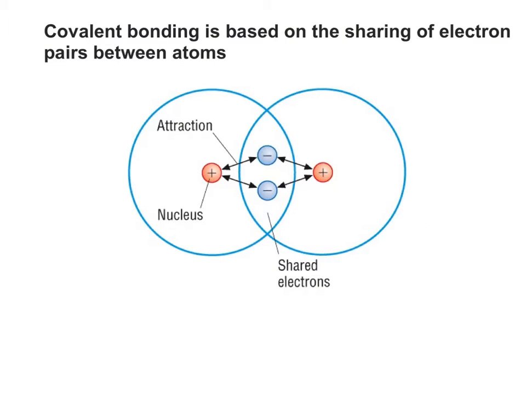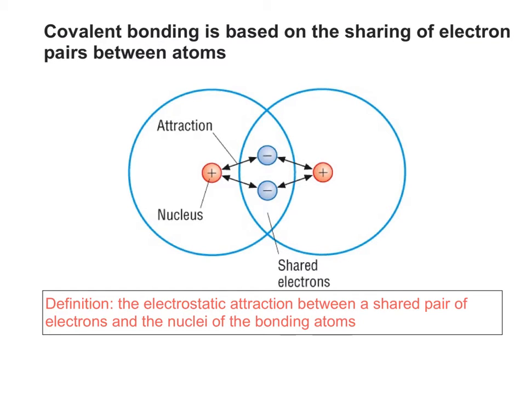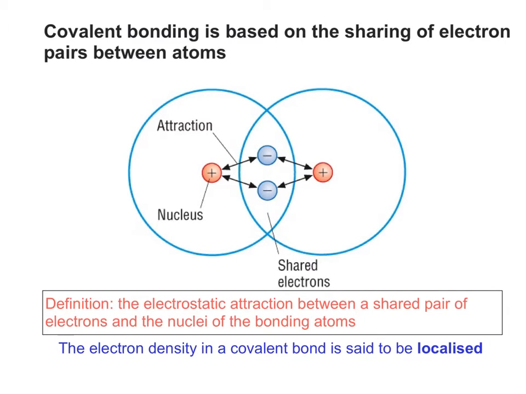So covalent bonding is based on the sharing of electron pairs between atoms. So it's important to make sure that you get the definition right. It's the electrostatic attraction between a shared pair of electrons and the nuclei of the bonding atoms. It's not just a shared pair of electrons, that was the old definition, but the new definition for the new specification for A level has to say the electrostatic attraction between a shared pair of electrons and the nuclei of the bonding atoms. And the electron density that this creates is said to be localized in the case of a covalent bond.